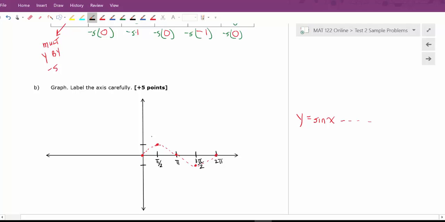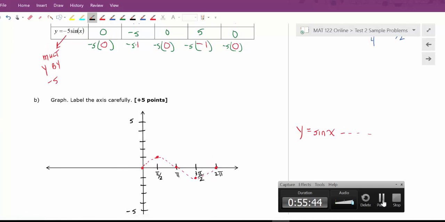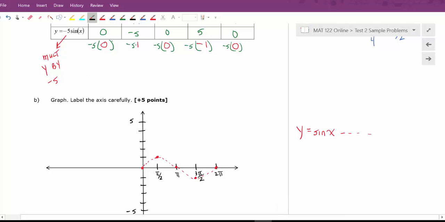Okay? So I'm going to take this up to 2, 3, 4, 5, and down to 2, 3, 4, -5, and just plot the points from that table of values. And this is the simplest way in my mind to get this done. Okay, so let's plot our points, and then we'll be finished with it here.